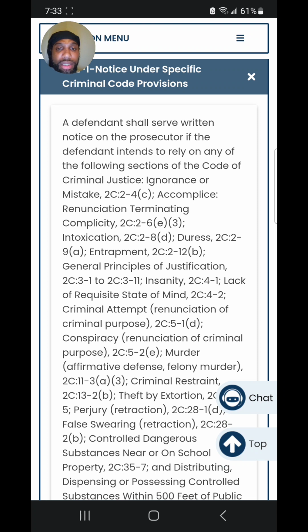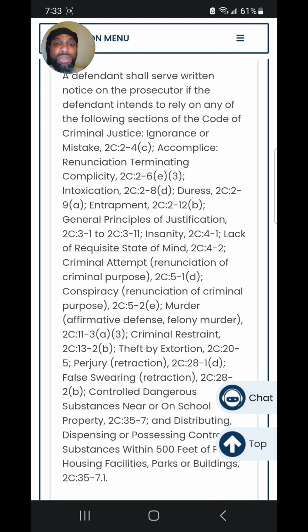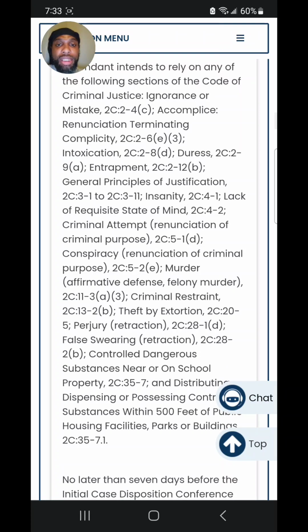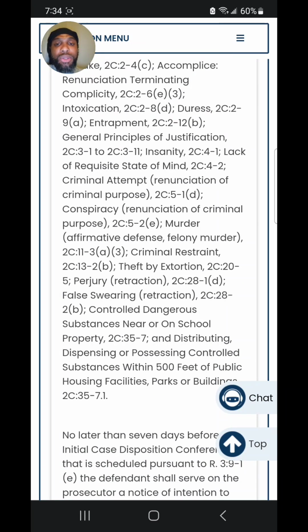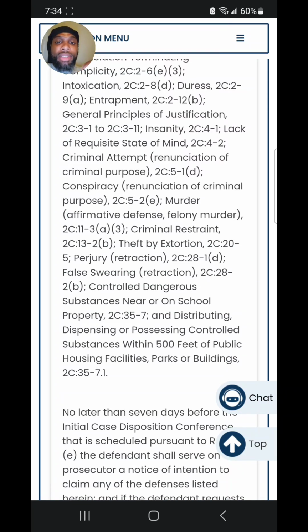So this is dealing with defenses, right? And this is in a 2C, and we'll take a look at that in a second. But I want to show you, right? The first thing is ignorance or mistake. That's funny, because we'll get into these individually, but I just want you to look at it overall. Accomplice, renunciation, terminating complicity, intoxication, duress, entrapment. Everybody knows a little thing about entrapment, but you got to read it as they wrote it. General principles of justification, things like insanity. We all heard the plea of insanity.